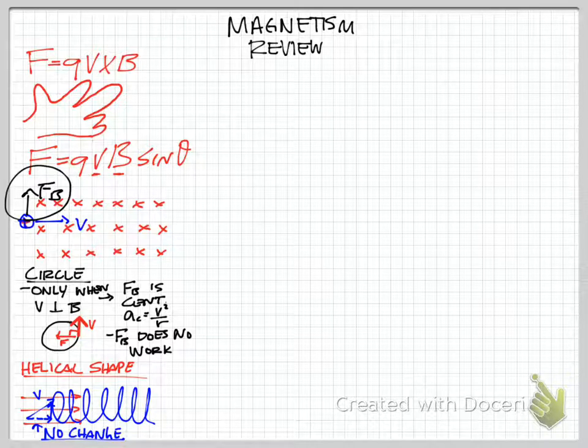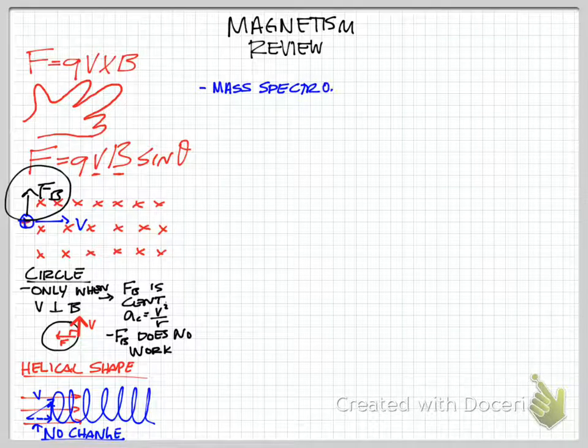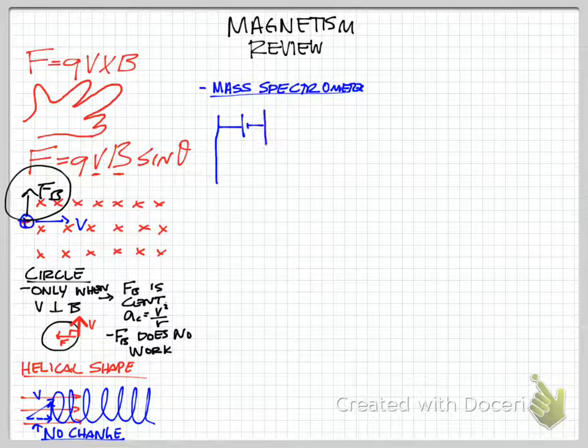The types of problems that we see with this is the mass spectrometer kind of problem. So in a mass spectrometer, what you have is the accelerating region. You've got two plates, a battery, and a hole. So you have a potential difference here. You're going to put a little tiny positive charge there. It's going to accelerate through the hole and go into the region of a magnetic field.